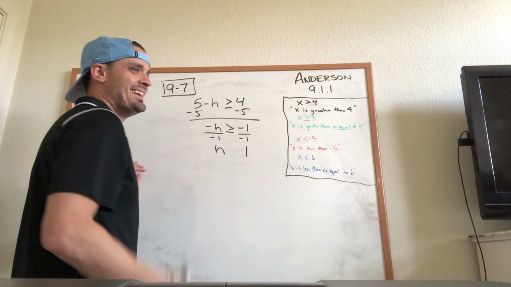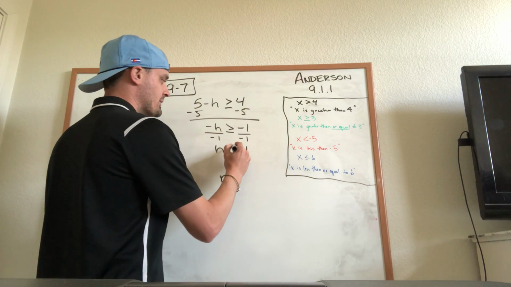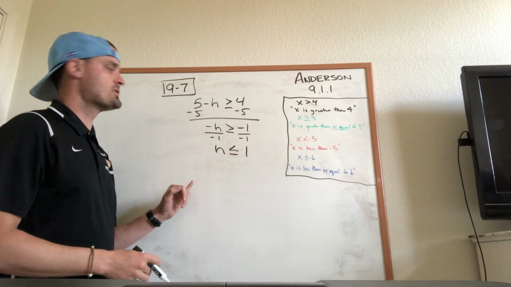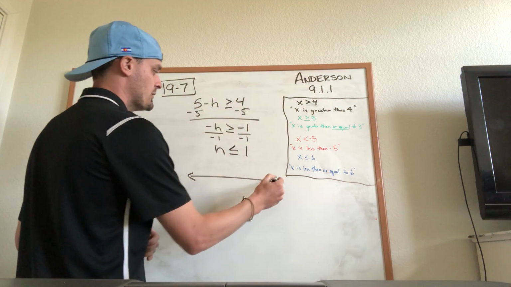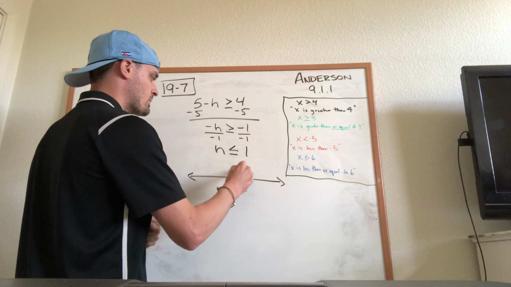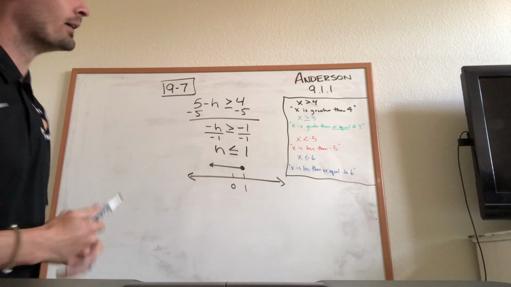Anytime you divide by a negative, when dealing with inequalities, you have to flip the sign. So we actually end up with h is less than 1. And I'll show you on a number line here. So we end up having something like this.